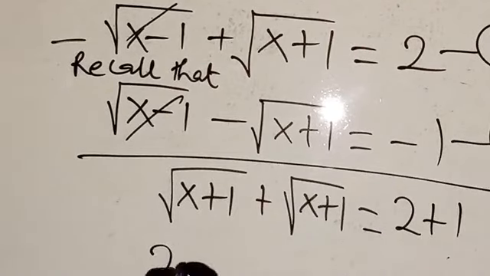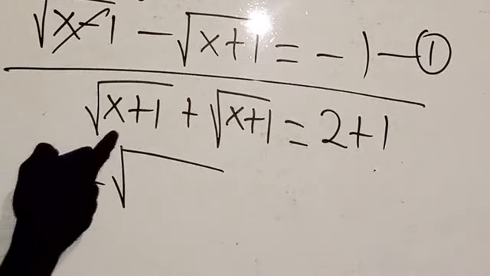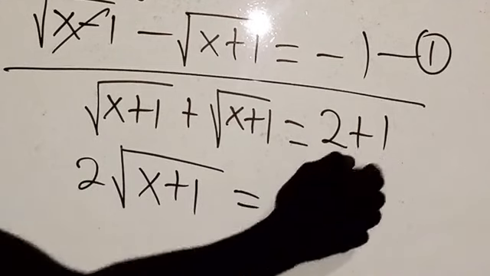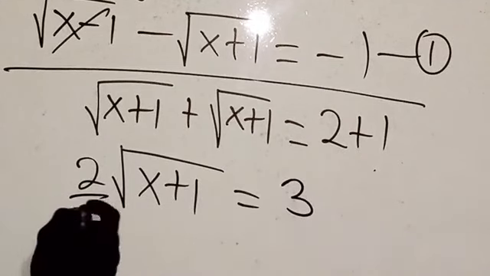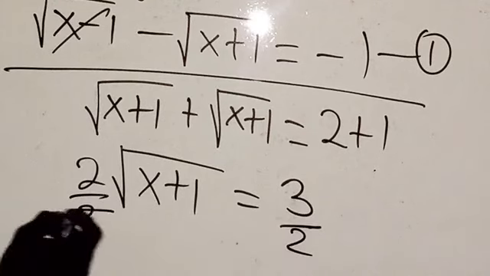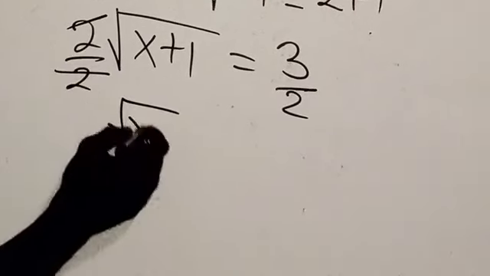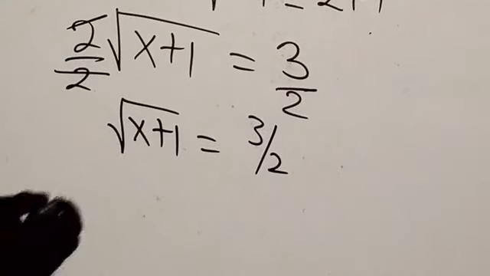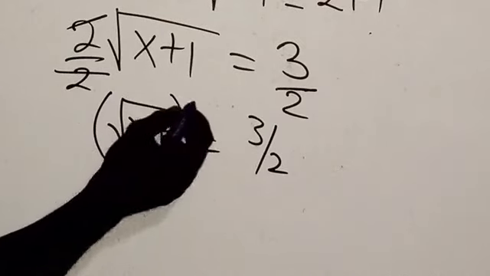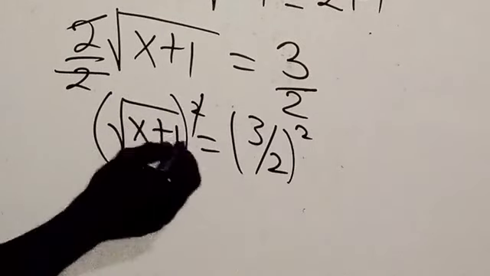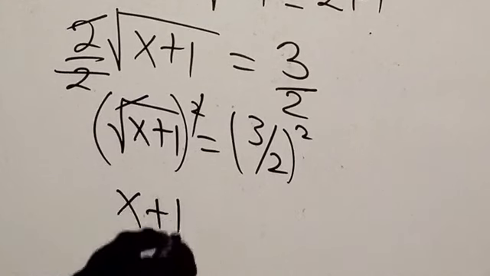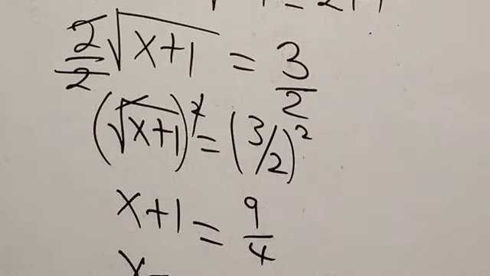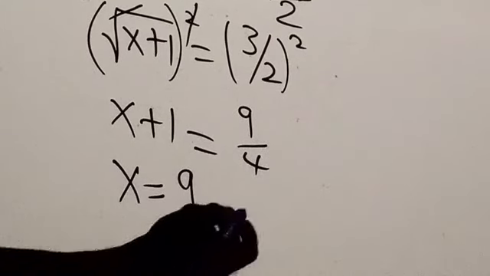From here we have 2 root x plus 1, because root x plus 1 plus root x plus 1 gives us 2 root x plus 1, equals 2 plus 1, which is 3. We divide both sides by 2, and we have root x plus 1 equals 3 over 2. Now to get this, we square both sides. This cancels the square root, and we have x plus 1 equals 9 over 4. So we have x equals 9 over 4 minus 1.